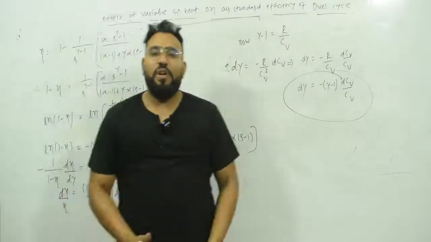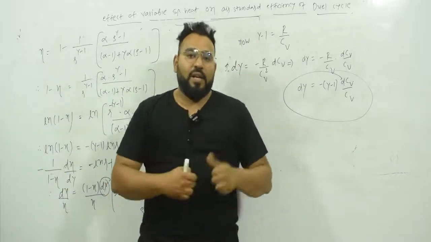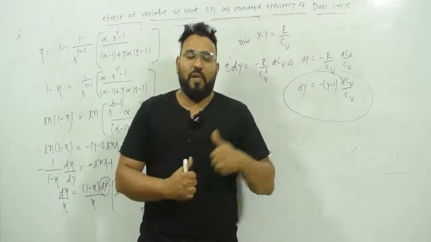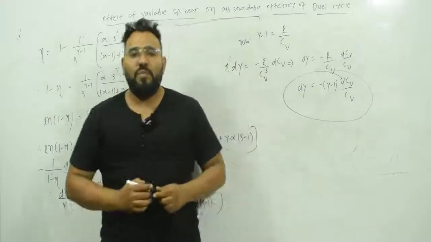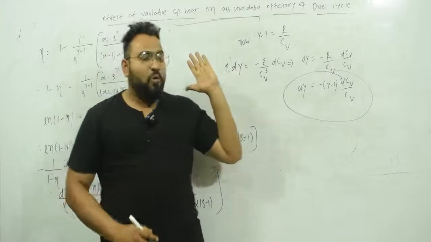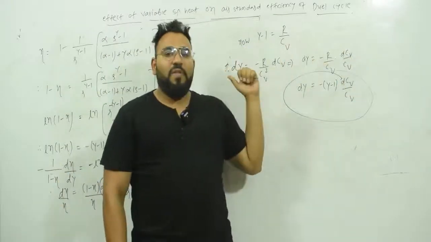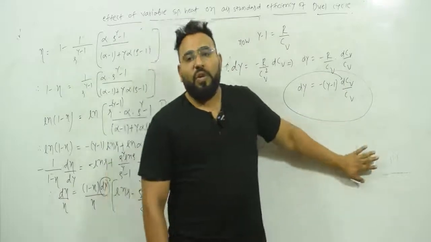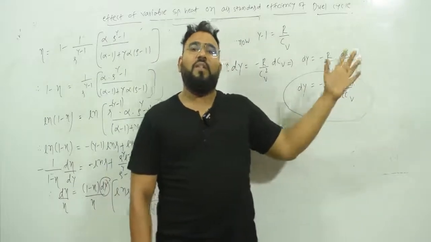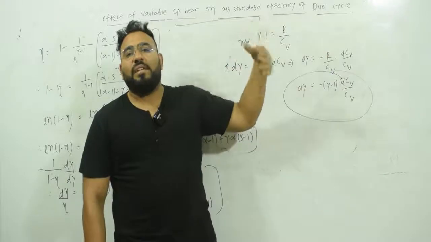So in this video what we have covered is the effect of variable specific heat on the Otto cycle, diesel cycle, and dual cycle. This is very important from the GTU examination point of view. Up to MSc1 in this chapter we have the topics up to here. For the remaining portion of this chapter we will cover it when we start the MSc2 syllabus.